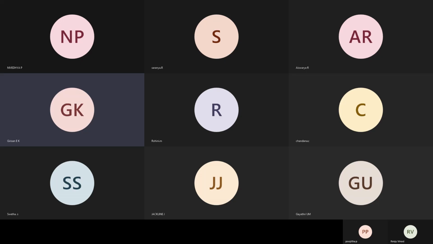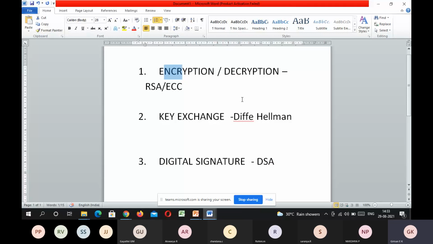Public key crypto systems can be used for three functionalities, mainly encryption and decryption, key exchange, and digital signature. For your syllabus, you will have the RSA algorithm, that is Rivest, Shamir, and Adleman. Then ECC, elliptic curve cryptography algorithm. Then the Diffie-Hellman key exchange algorithm and the DSA algorithm.